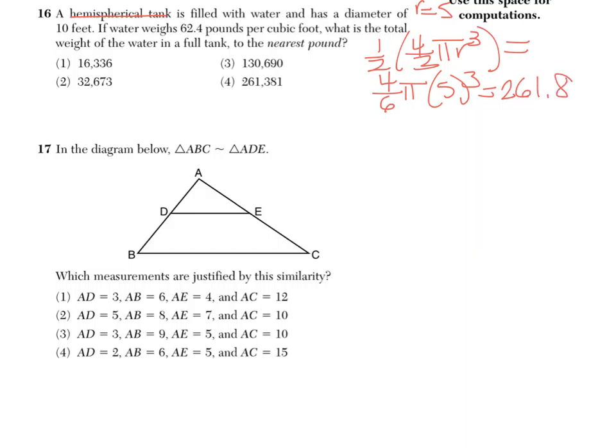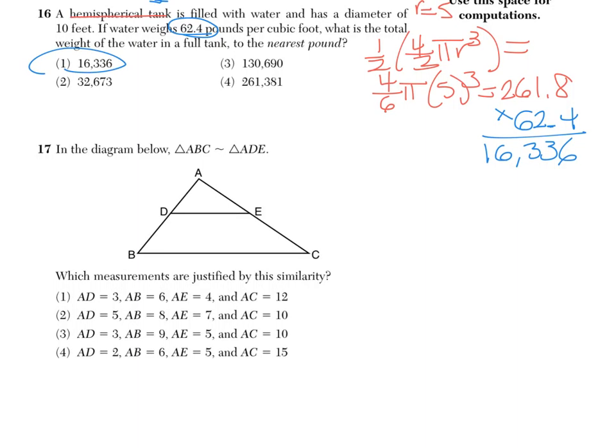So 5 cubed is 125, and the volume comes to 261.8. Then I multiply by 62.4 pounds and get a product of 16,336.